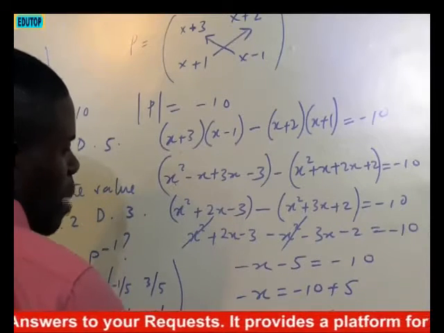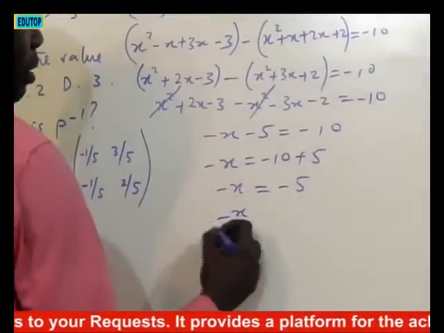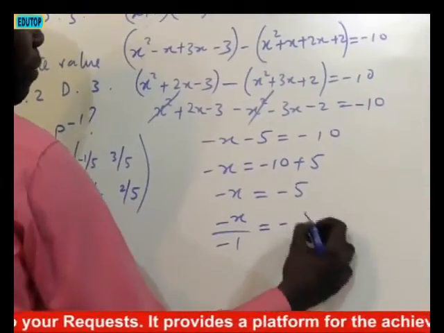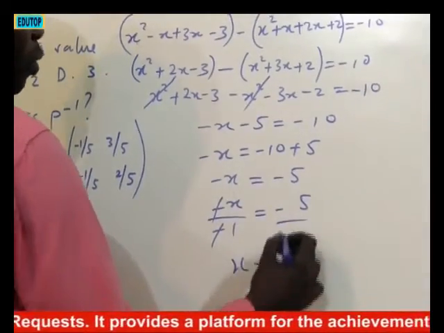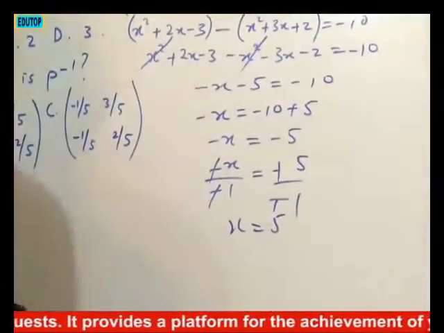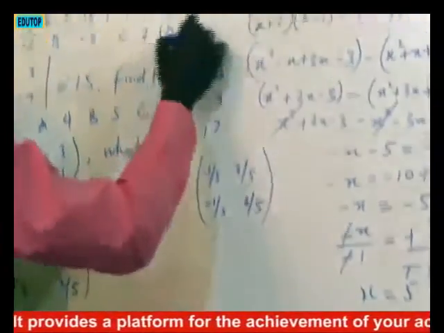Minus x equals minus 5. We divide both sides by minus 1. Minus x divided by minus 1, minus 5 divided by minus 1 is plus 5, cancel the minus signs. So x equals 5. So we go to our options, the one that correlates with that, and that's option D.